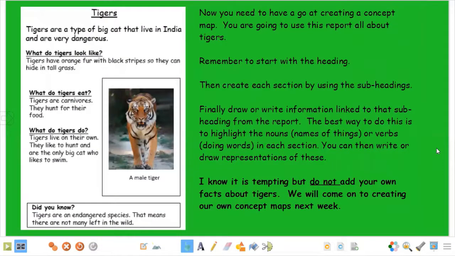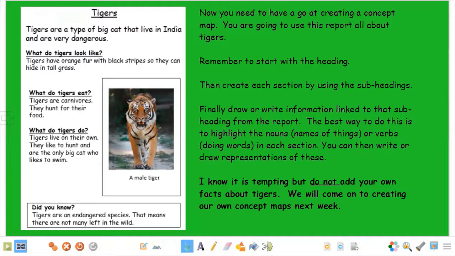Okay, so your challenge. I've got 2 challenges for you today. The first one is based upon this report here about tigers. So what I would like you to do is take this report and turn it into a concept map. So remember, you need to start with a heading first of all. Then I want you to create sections based on the subheadings. Now there's a few more here. There is also, just to let you know, a did you know section. You might want to include that as one of your subheadings as well, and give it its own separate section.